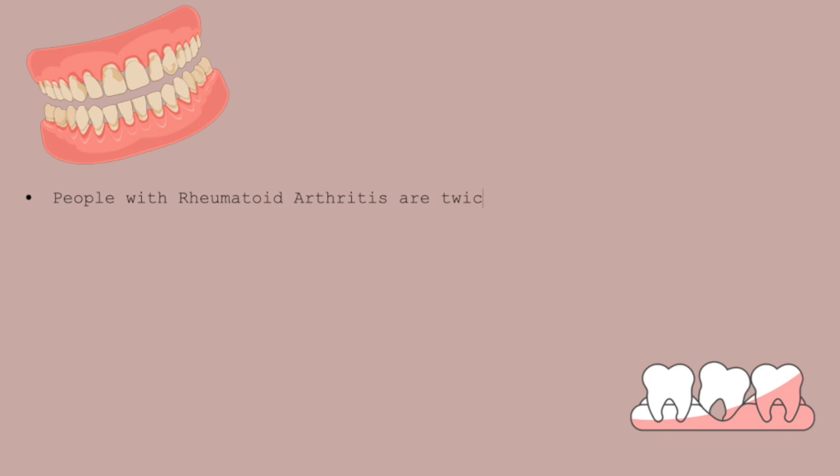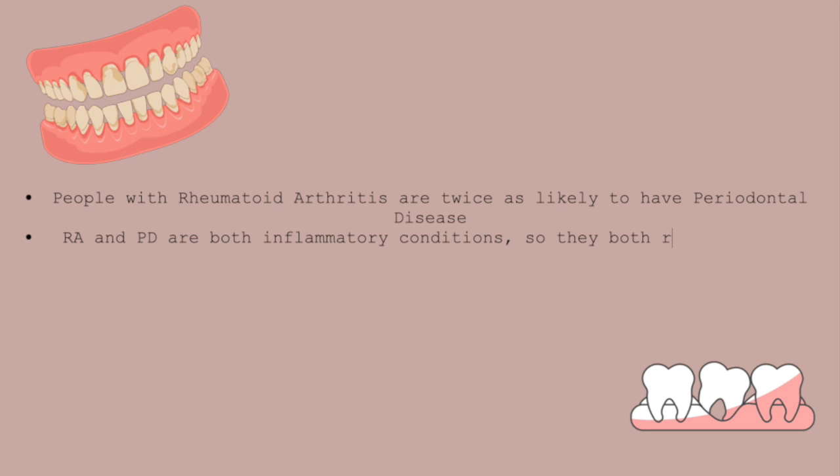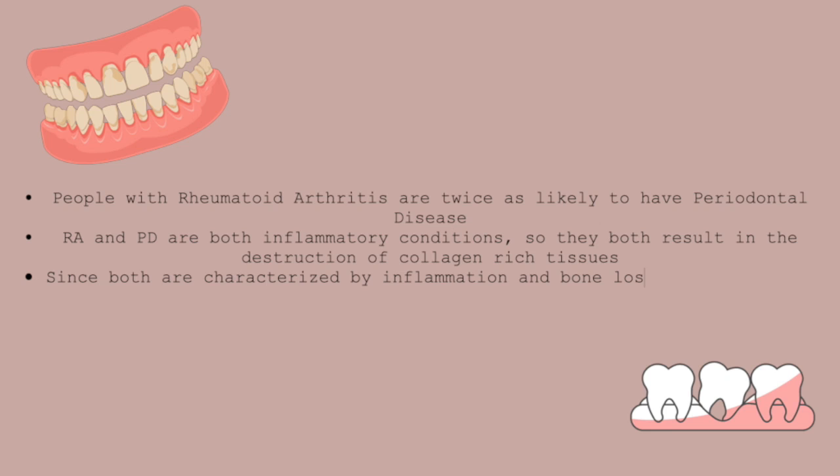People with rheumatoid arthritis are twice as likely to have periodontal disease. Since both RA and PD are chronic inflammatory diseases, they both result in the destruction of collagen-rich tissues. Because they both are characterized by inflammation, they work hand in hand together.